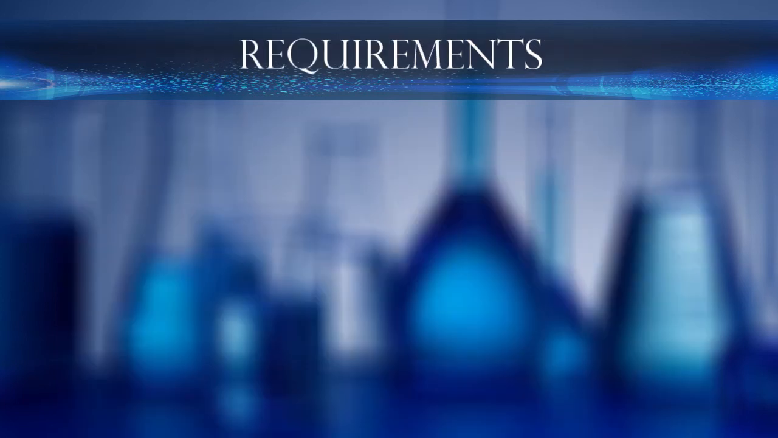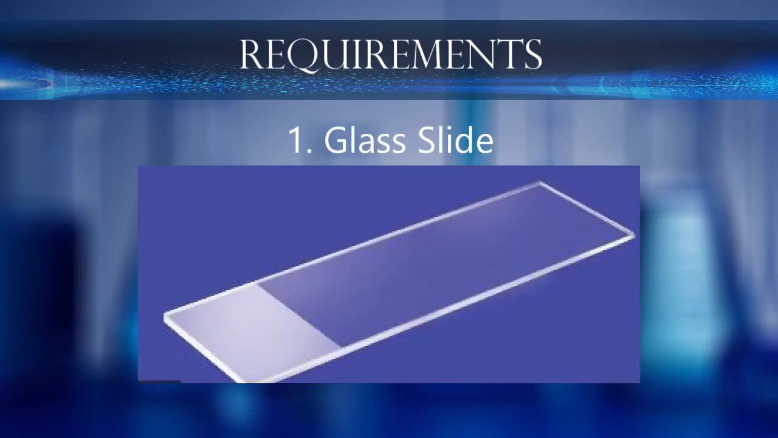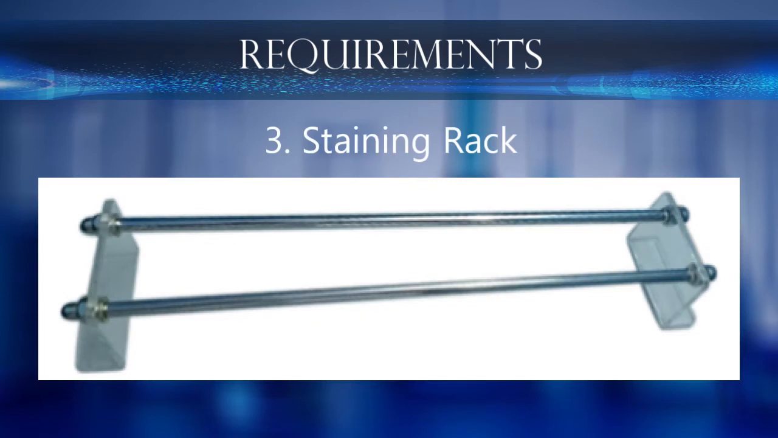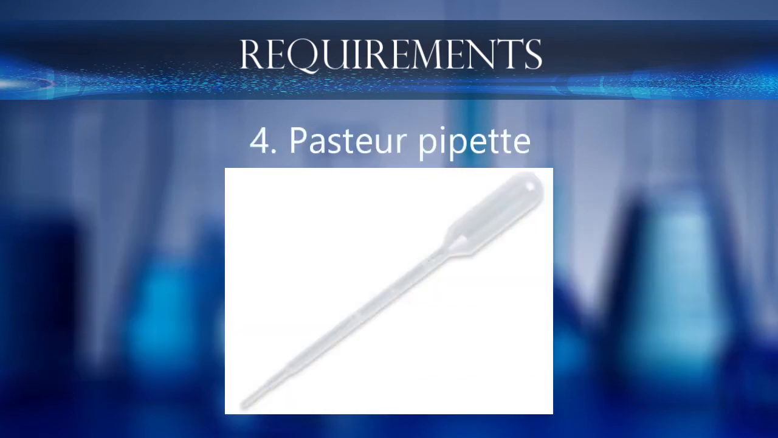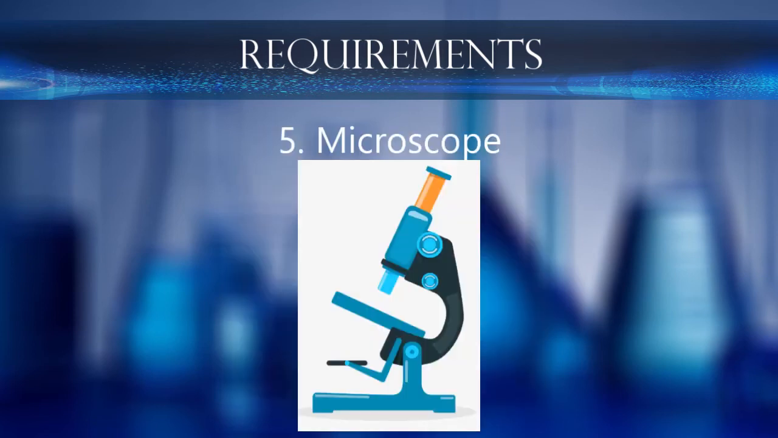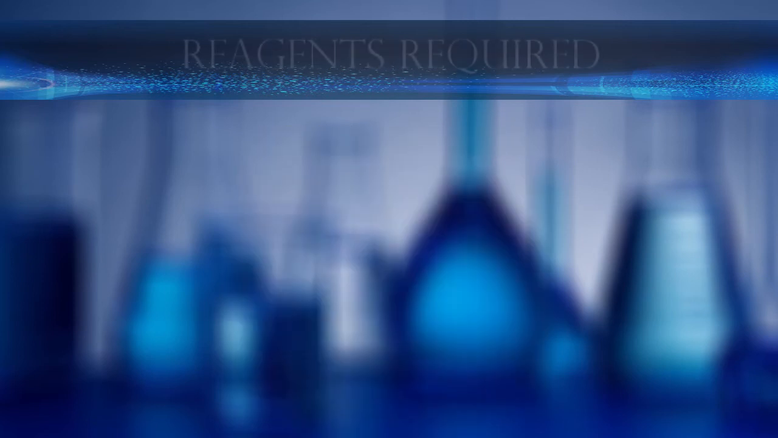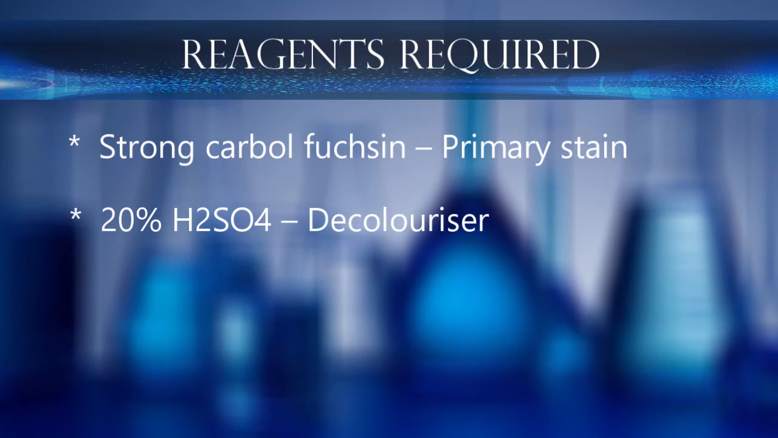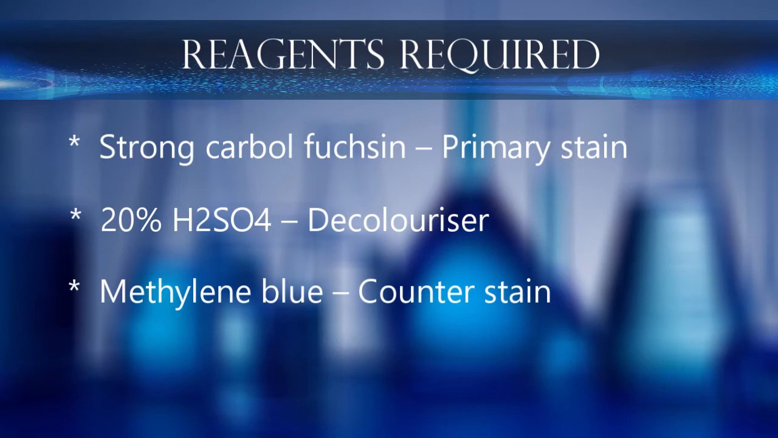The requirements for the test are glass slide, spirit lamp, staining rack, Pasteur pipette, and microscope. The reagents required are: primary stain is strong carbol fuchsin, decolorizer is 20% sulfuric acid, counterstain is methylene blue.